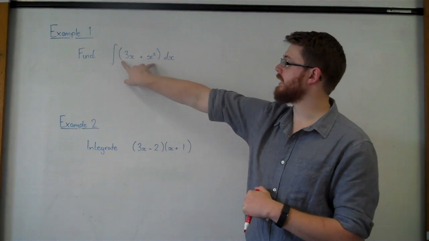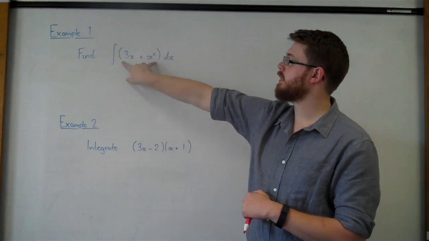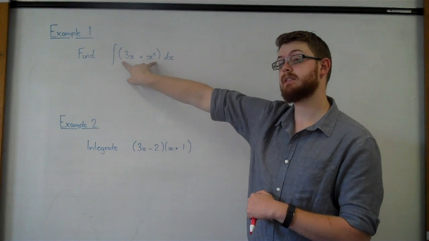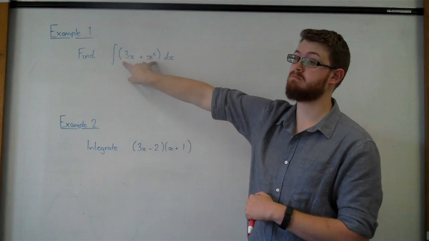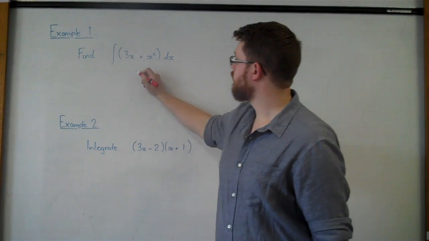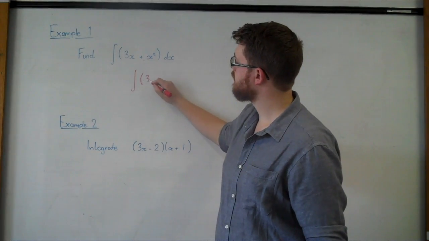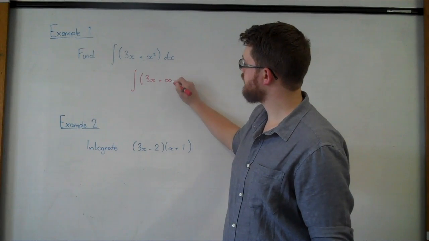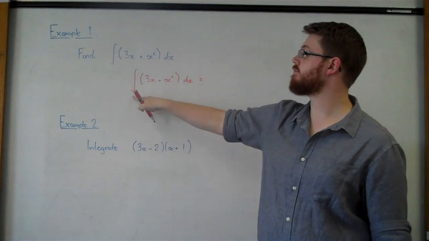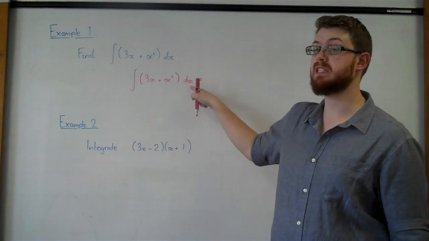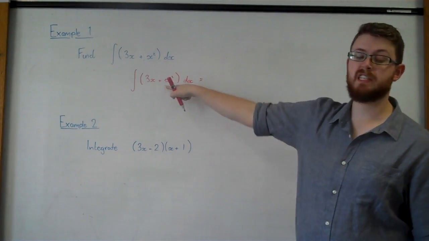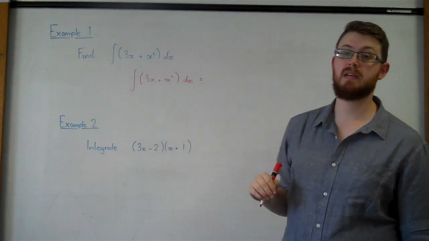Don't panic if you've got brackets here. Generally, the questions in the exam will have brackets, though they don't necessarily need them, but it's nice to have them. So, we are integrating 3x plus x squared with respect to x. Again, notice how I've still got these bits of notation. Doesn't matter that we've got things added together, just do each one as it comes.